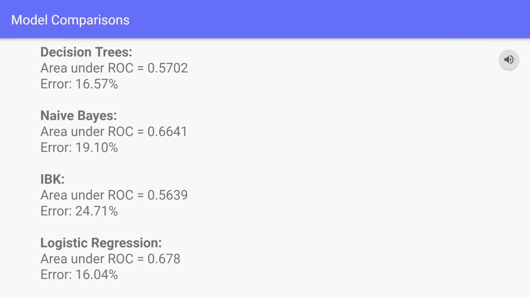So after our group decided that classification was the data mining technique that best fit our business problem, the next step was to build multiple models within classification and compare those models against each other to see which best performed using our data. Our group compared decision trees, naive Bayes, IBK, which is your KNN, and lastly logistic regression. We scored our models using the AUC metric.